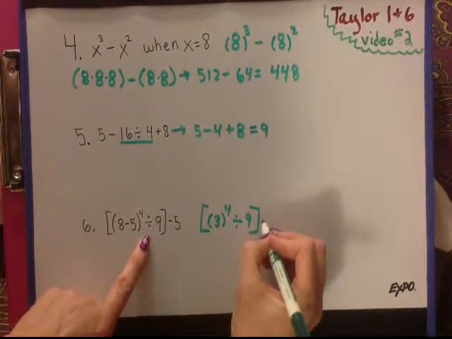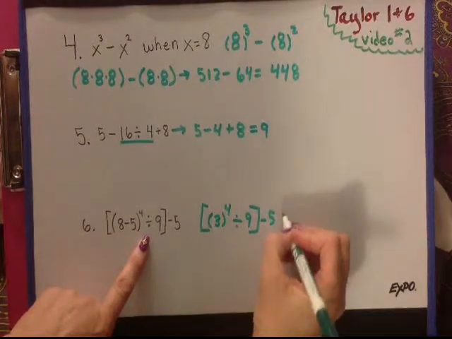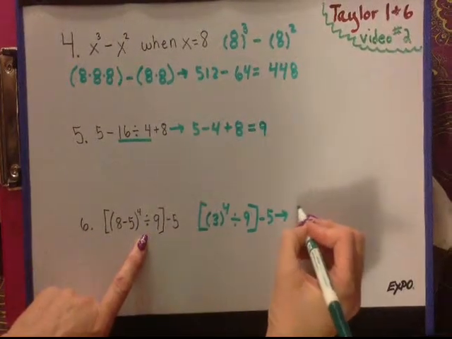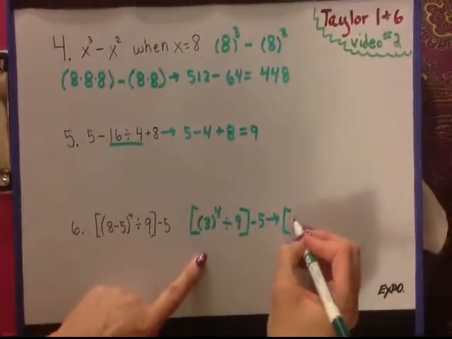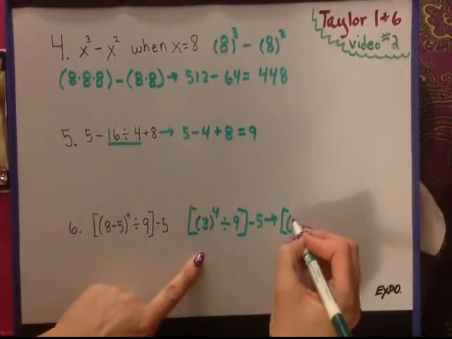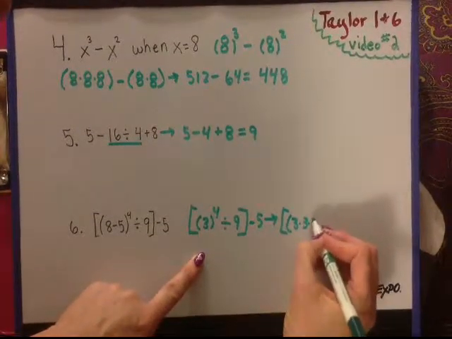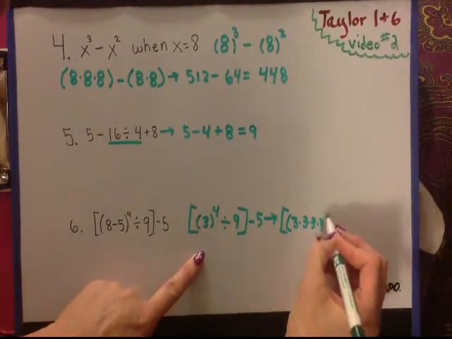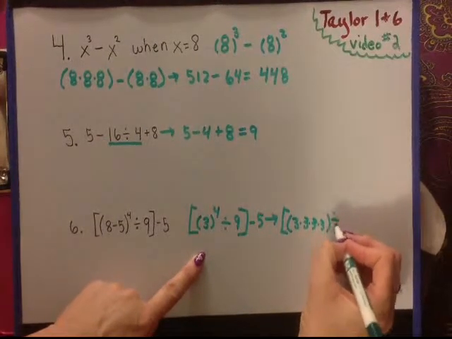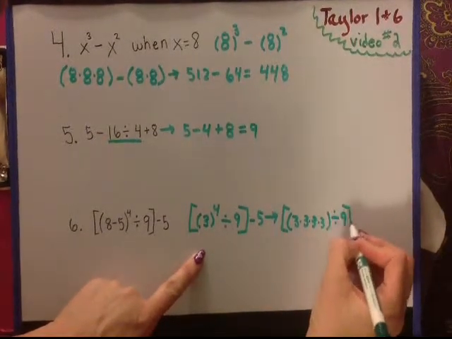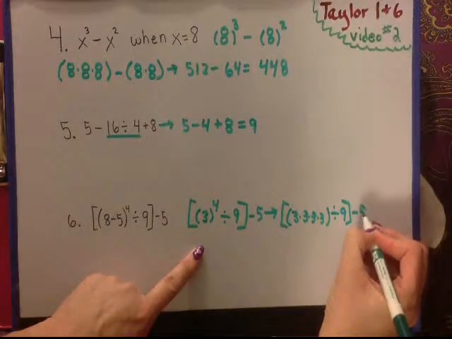minus 5. So now we need to remember that this is 3 times 3 times 3 times 3 divided by 9 minus 5.